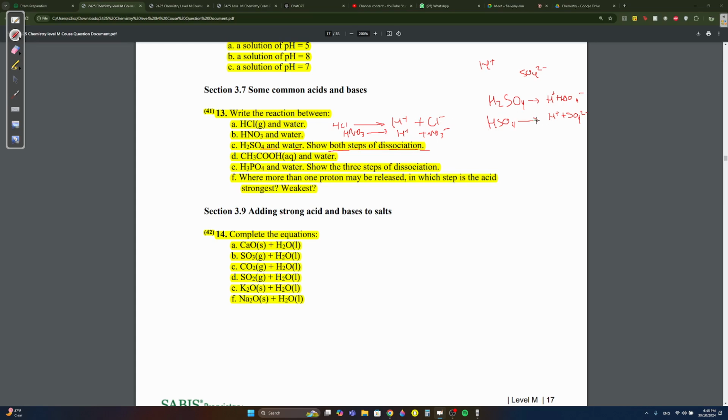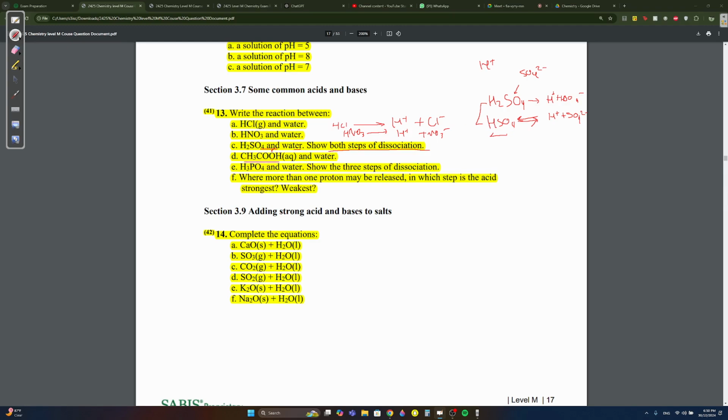But here, the last one is going to be a partial dissociation. Why? Because HSO4 minus is a weak acid, and for that reason we classify the second step of H2SO4 as a partial dissociation. These are both steps of dissociation.